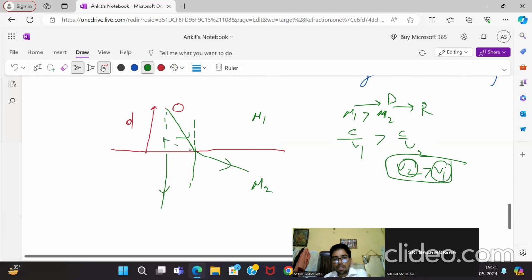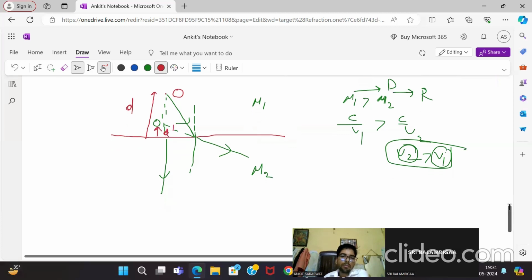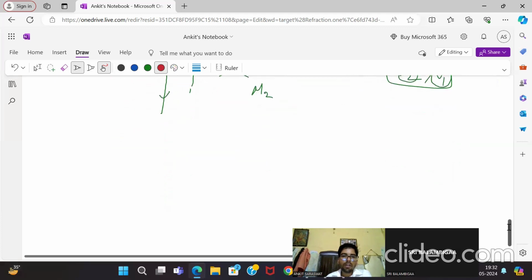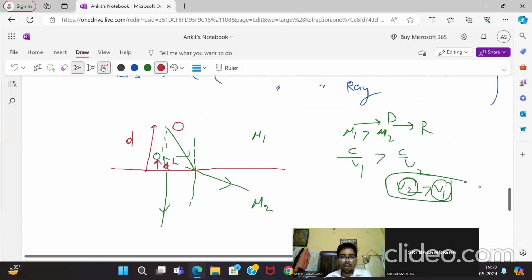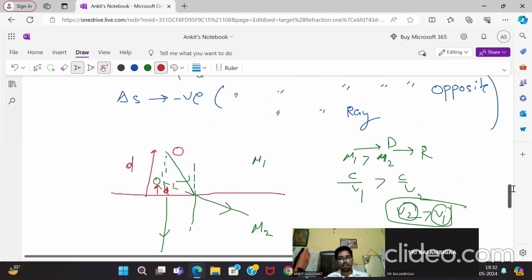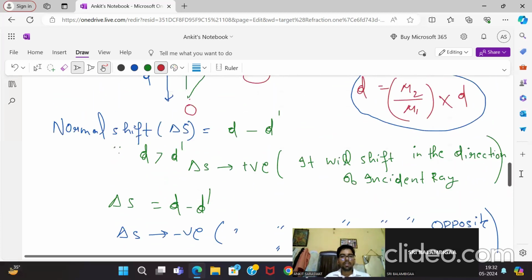When you drag it back, you will see this is O dash, a virtual image, and this is D dash. Then will the shift be positive or negative? It is shifting from O to O dash in the direction of the incident ray, so it is positive. If you solve it also, just apply the D minus D dash formula. In case of positive shift, our D is more than D dash.